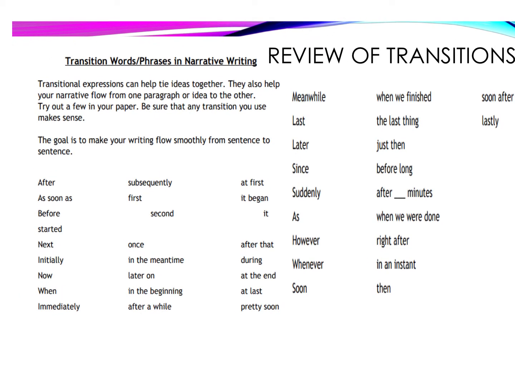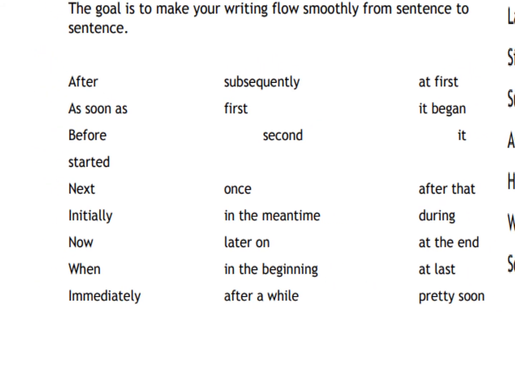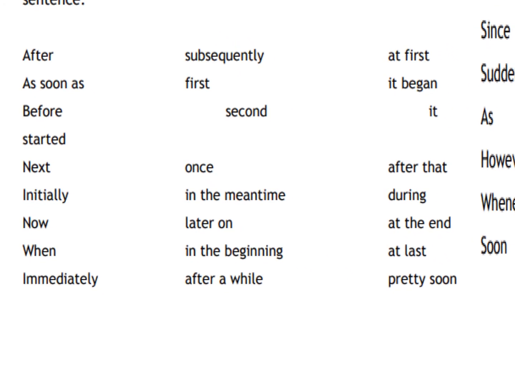Okay, so transition words in narrative writing. You want to make sure that you have some of these words, because if you don't have transitions. And these are the ones that you specifically want to use for stories. After, as soon as, before, started, next, initially, now, when, immediately, subsequently. Now, first and second are on the list. I am not fond of first and second simply because they're so basic. You would get the points for having it, but in terms of impressing your reader to bump up that score to the next level, that wouldn't happen with first and second because they are basic. So if you can't think of anything else, you could use first and second.